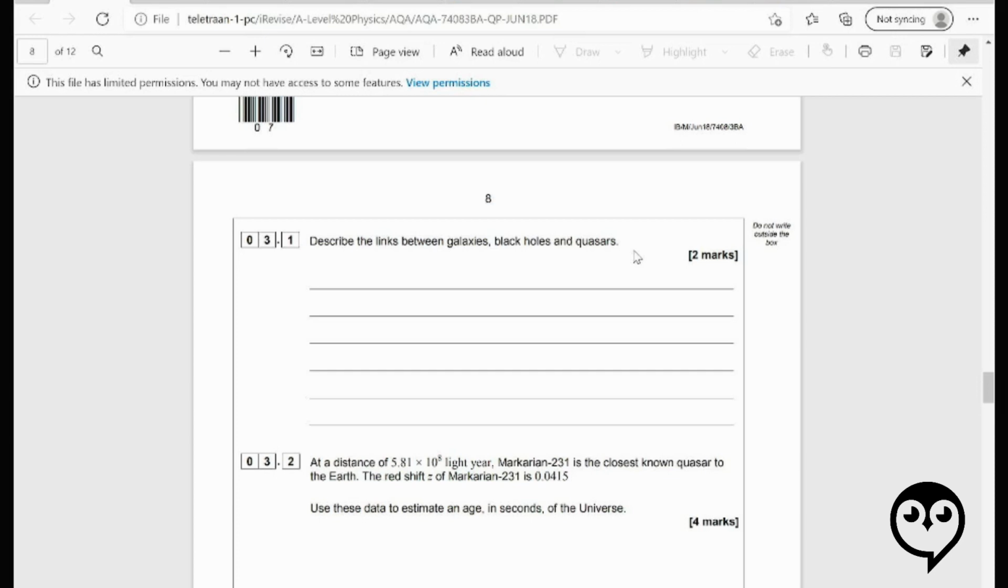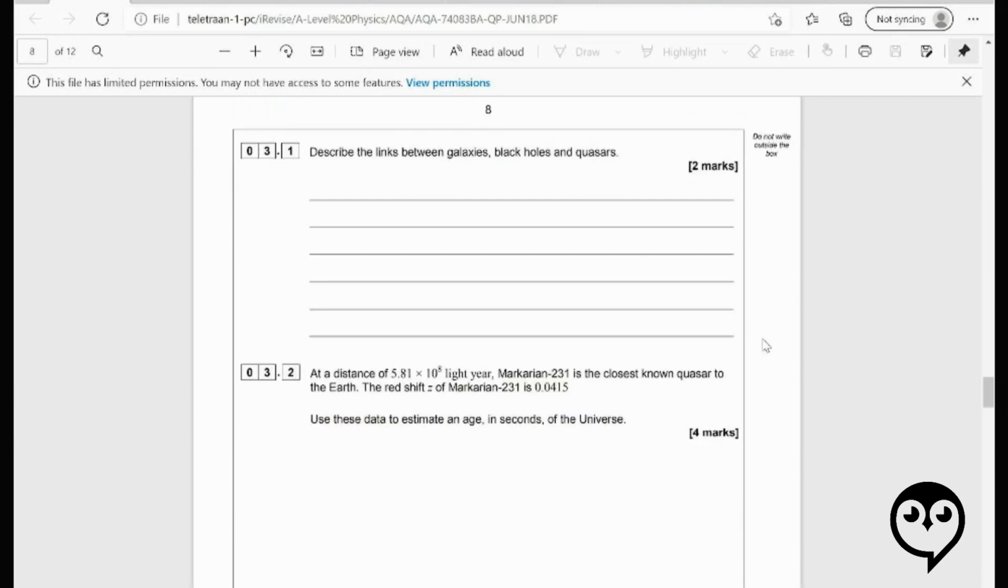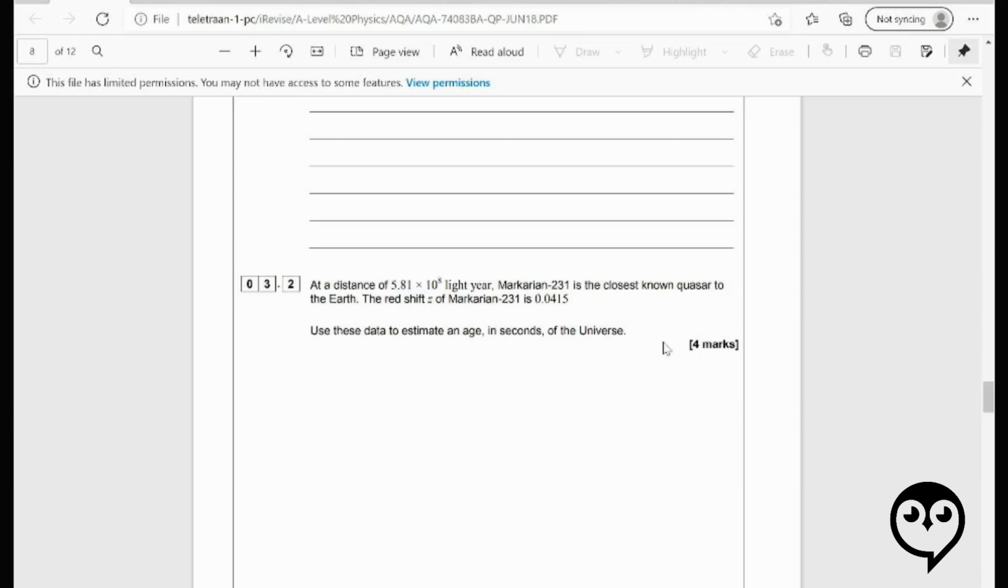I'm not sure what else they're looking for, as I'm not too familiar with this side of the AQA course. Let's move on and take a look at this calculation here. They want us to estimate the age of the universe in seconds. They've given us the redshift of a star, Markarian 231. Okay, so we can do that calculation.